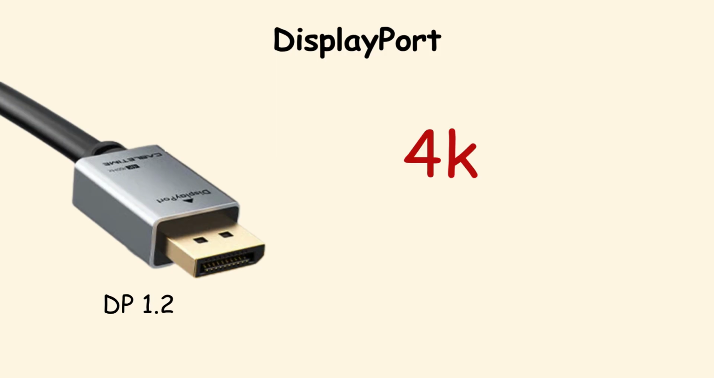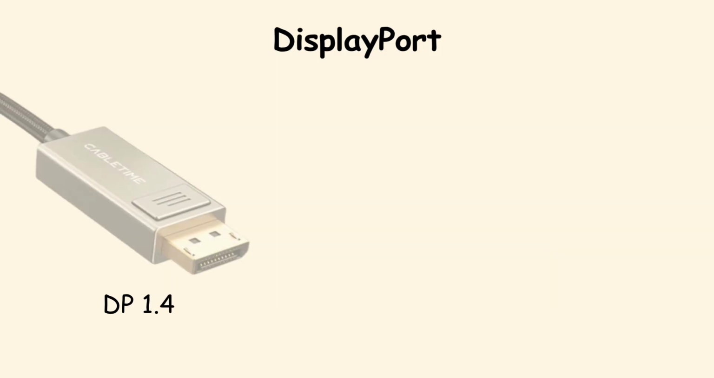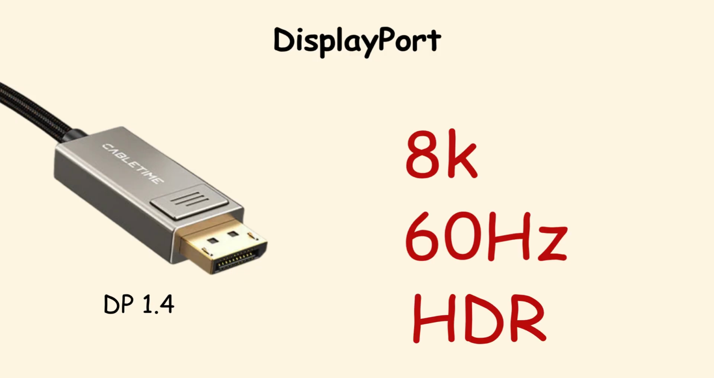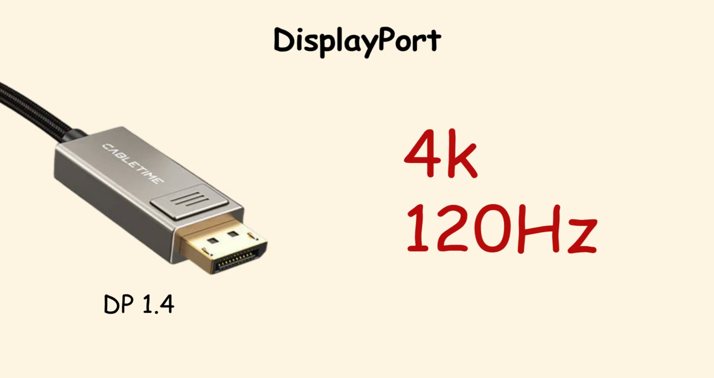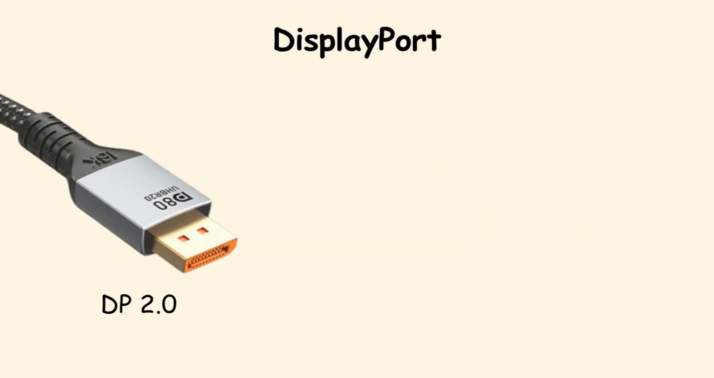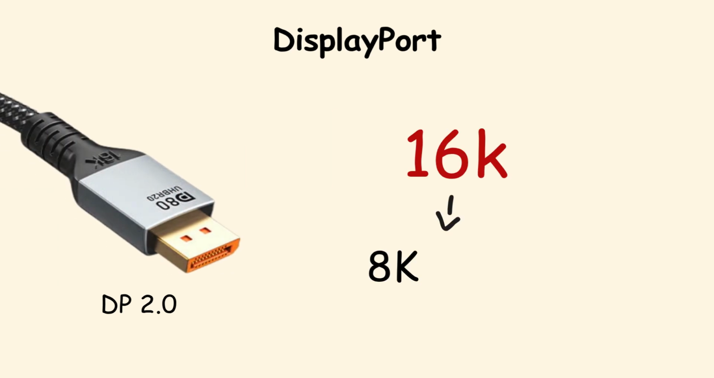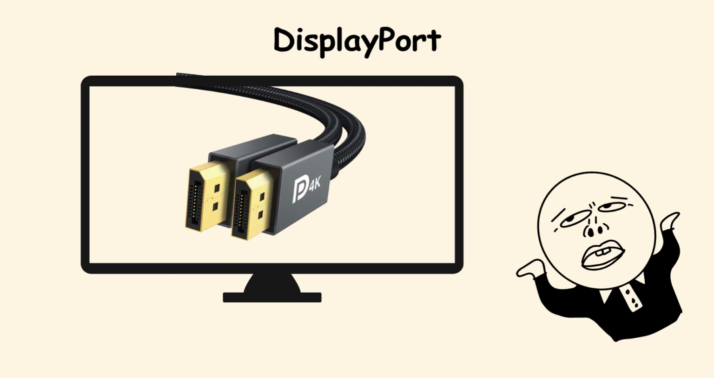DisplayPort also offers incredible performance. Version 1.2 supported 4K at 60 Hz. Then version 1.4 pushed things further to 8K at 60 Hz with HDR, or 4K at 120 Hz. The most recent DisplayPort 2.0 is insanely powerful, supporting resolutions up to 16K, though in reality it's mostly used for 8K at 120 Hz. For most everyday users, DisplayPort's ultra-high specs are overkill.